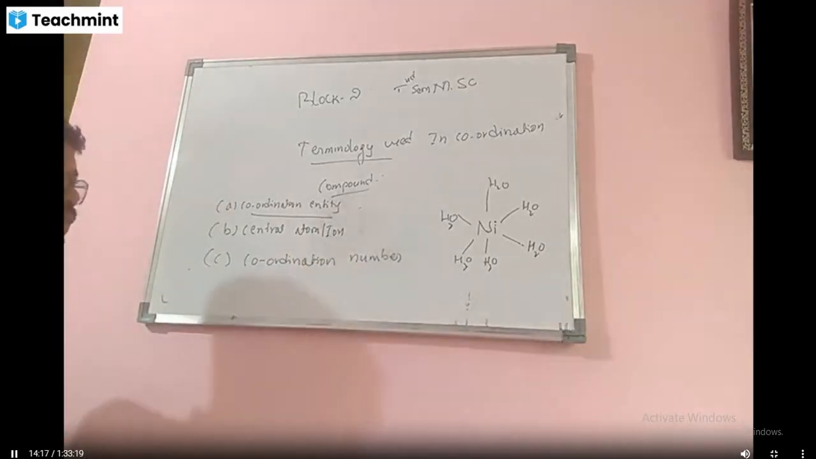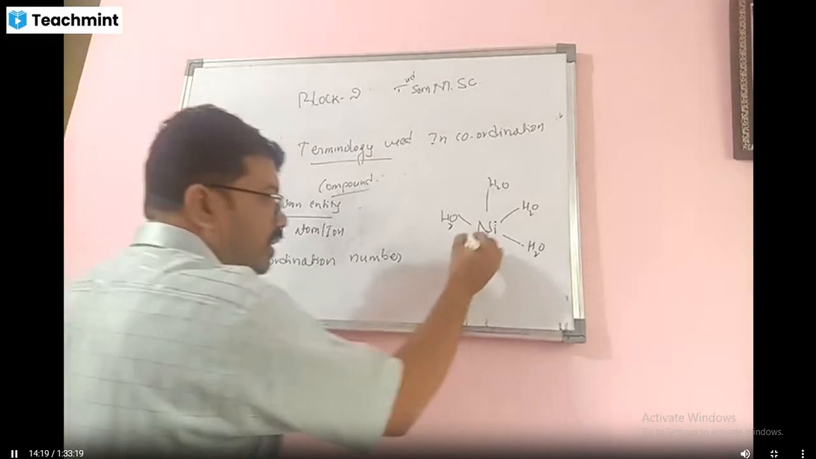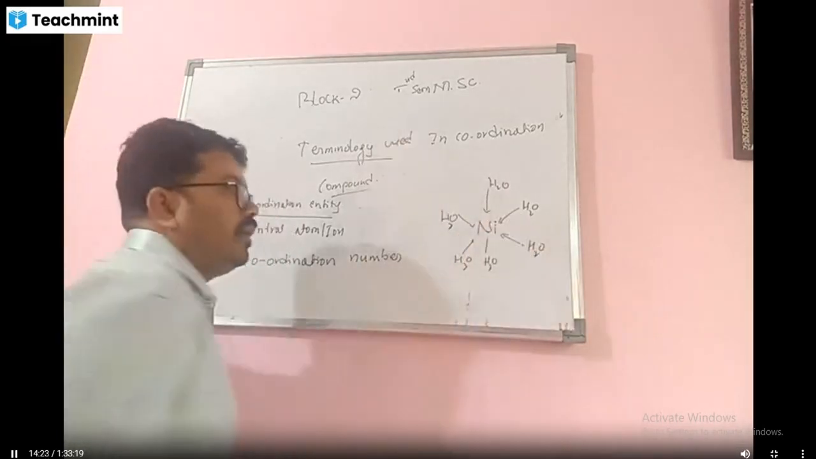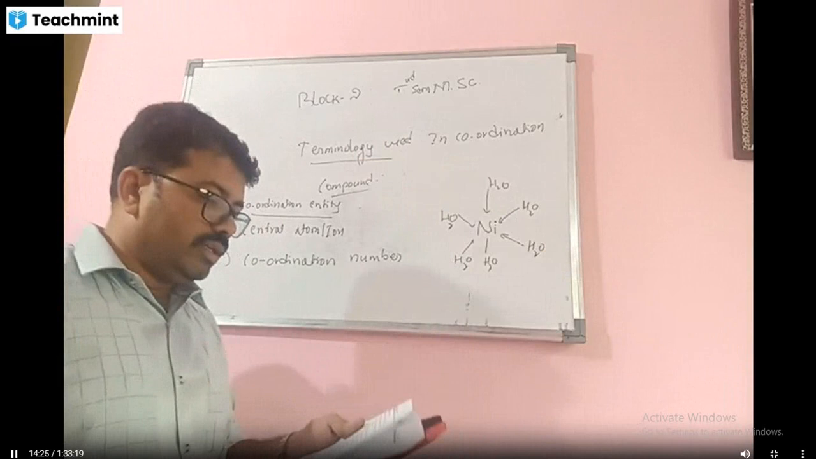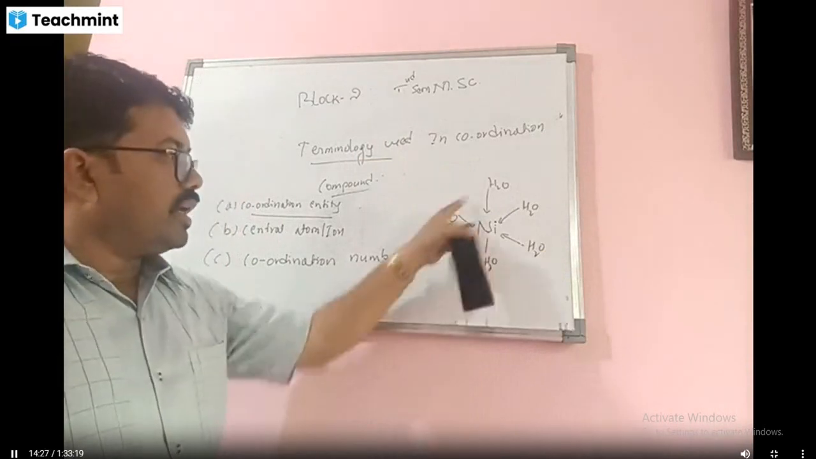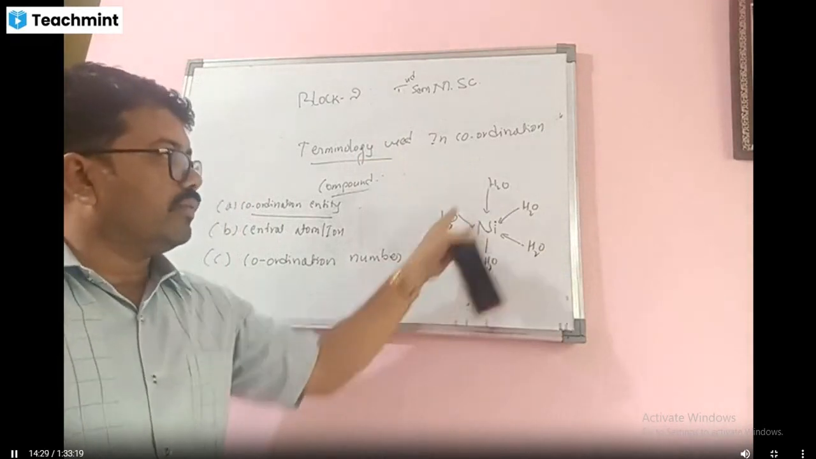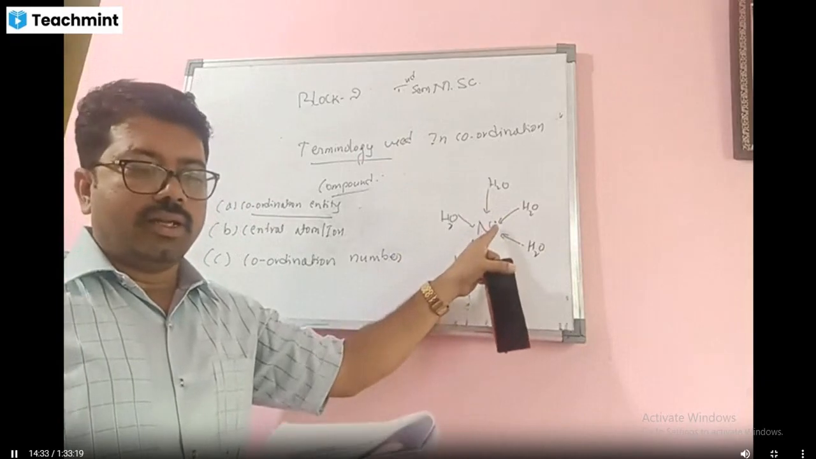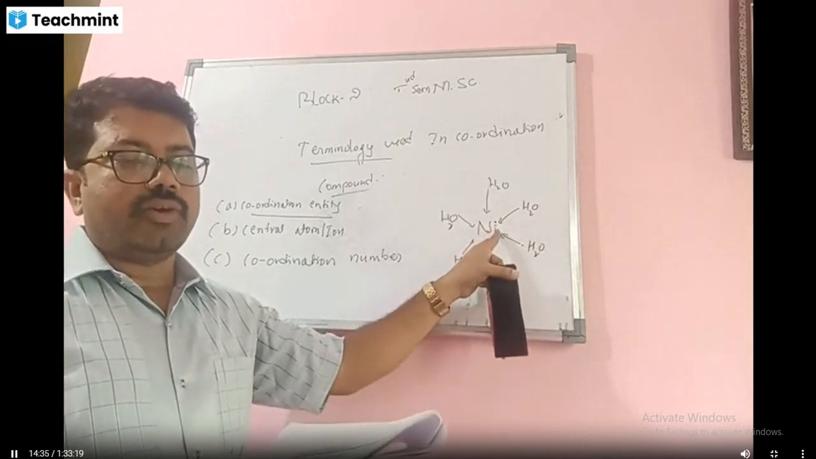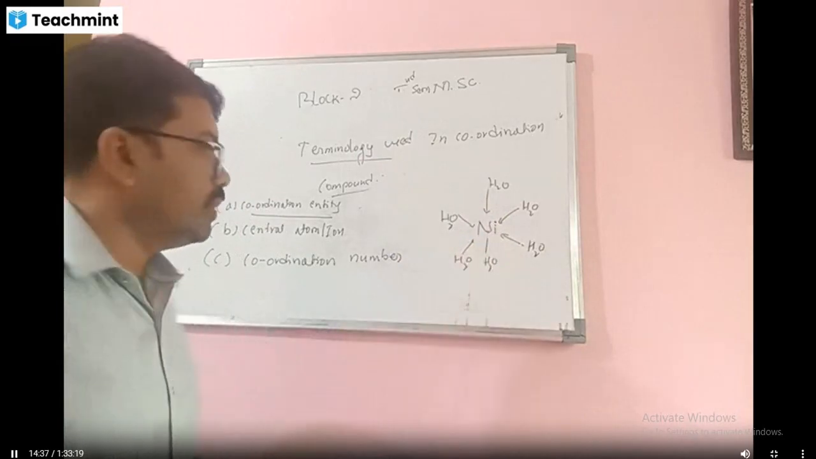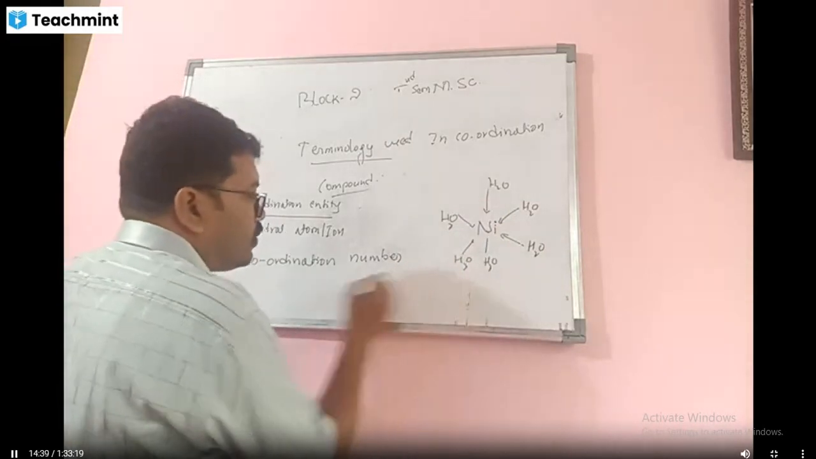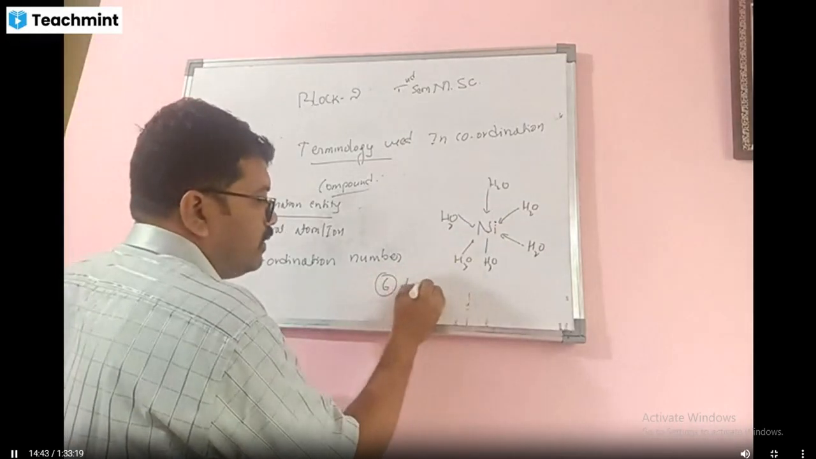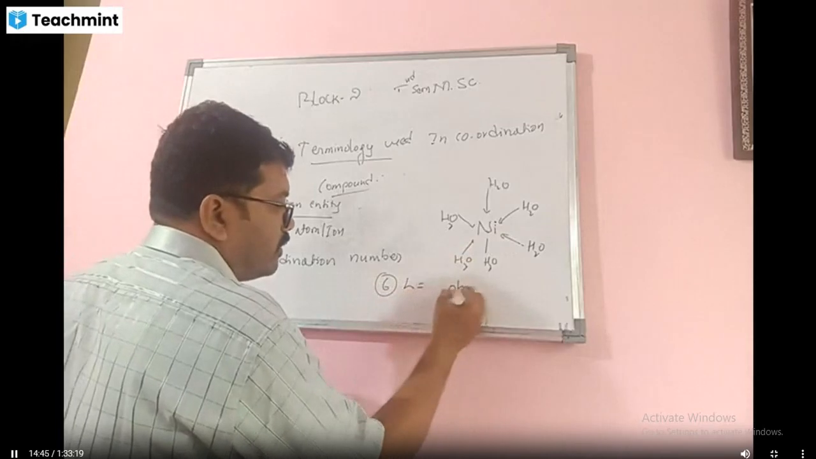Coordination number. It is the number of ligands surrounded by the central atom. The total number of ligands attached to the central metal ion in the given complex is called the coordination number. Here there are a total of 6 ligands, so that's why it is octahedral.